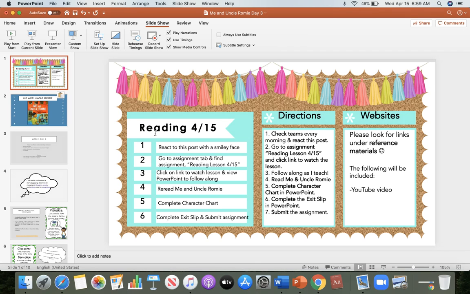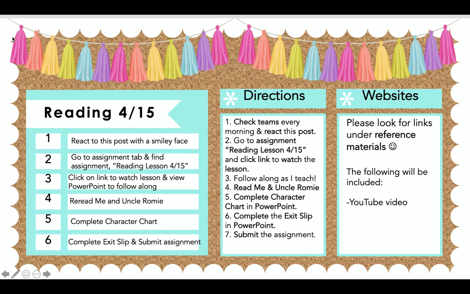Today's April 15th, and this is your reading lesson. Today, you're going to make sure you react to the post that has this with a smiley face. You'll click on your assignments tab, and you will click open the reading lesson 415. You'll review and watch the link for the lesson, follow along with the PowerPoint, reread Me and Uncle Romy, complete the character chart that's at the end, complete the exit ticket, and you will turn this assignment in.